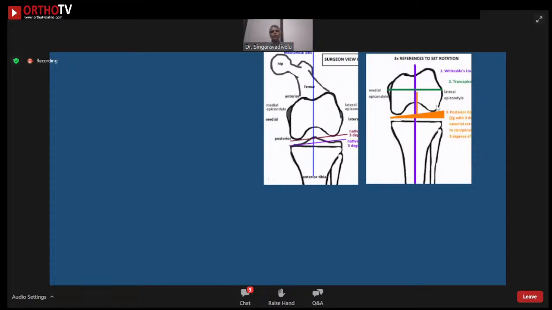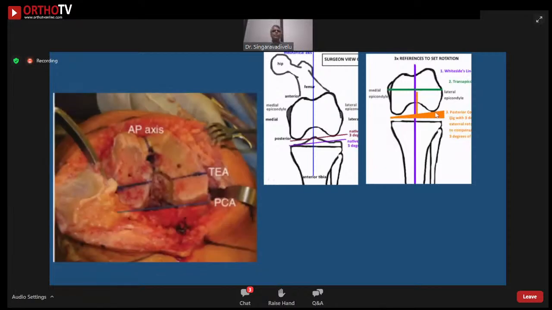So this rotation decides the flexion gap. When it is exactly parallel to the proximal tibial cut, then the medial gap and the lateral gap are going to be equal. If it is a little oblique this way, then the medial gap is going to be narrow, or if it is this way, the lateral gap is going to be narrow. So how do you decide about it? So this is the posterior condylar axis.